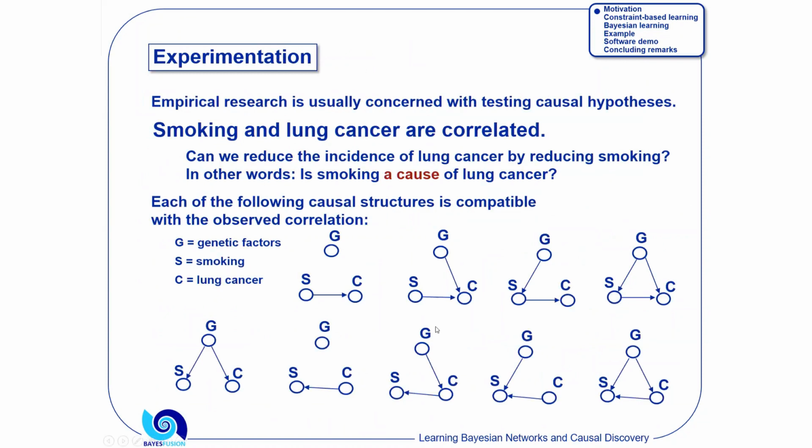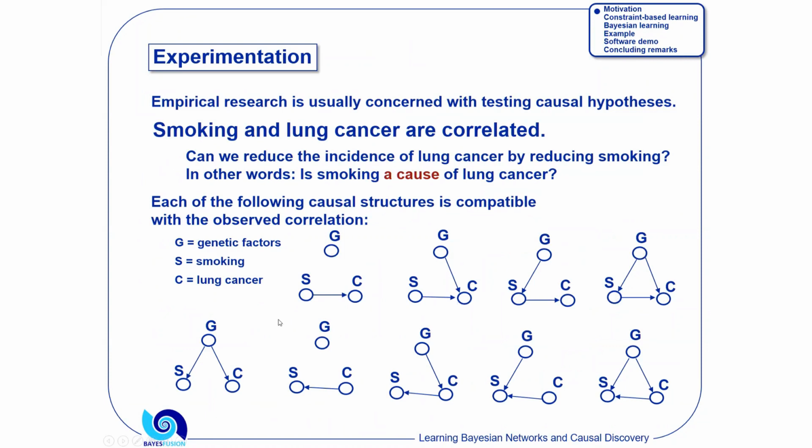Here are 9 different graphs that are compatible with this correlation. The 4 on the top are graphs in which smoking causes cancer, in different combinations with genetics. Probably this is the most likely graph of all. We know that there is a genetic predisposition to cancer. It makes a lot of sense to have a genetic predisposition to smoking, like to drinking or to liking sweet food or liking sour food. We are born with certain preferences. So I think this is a very likely graph.